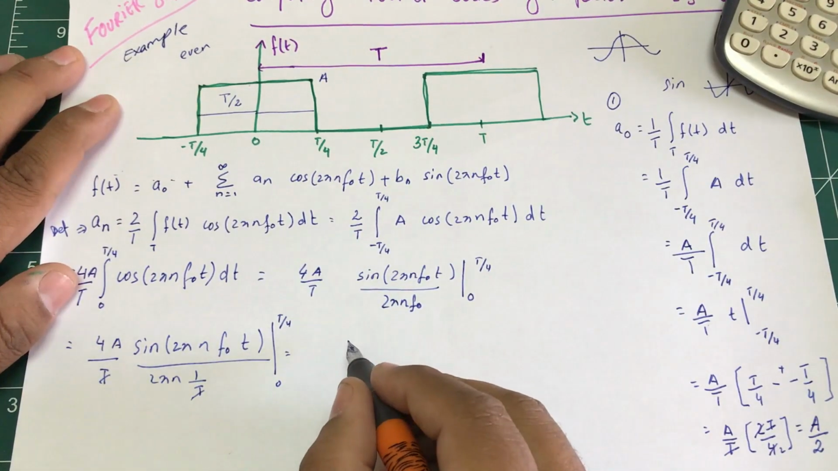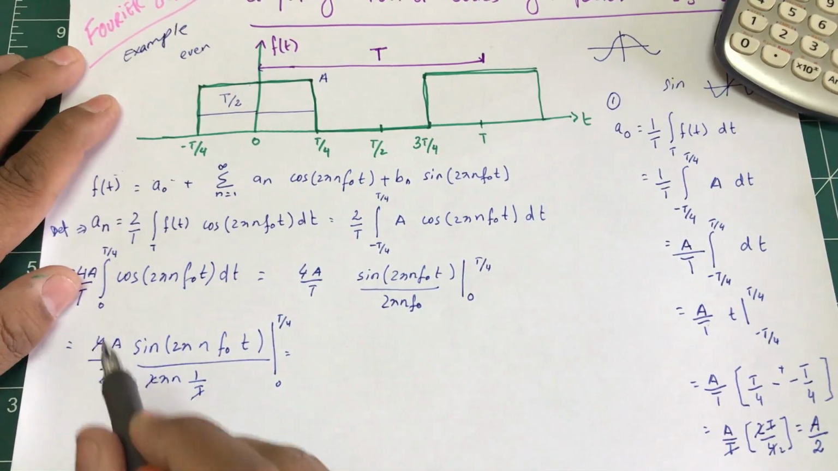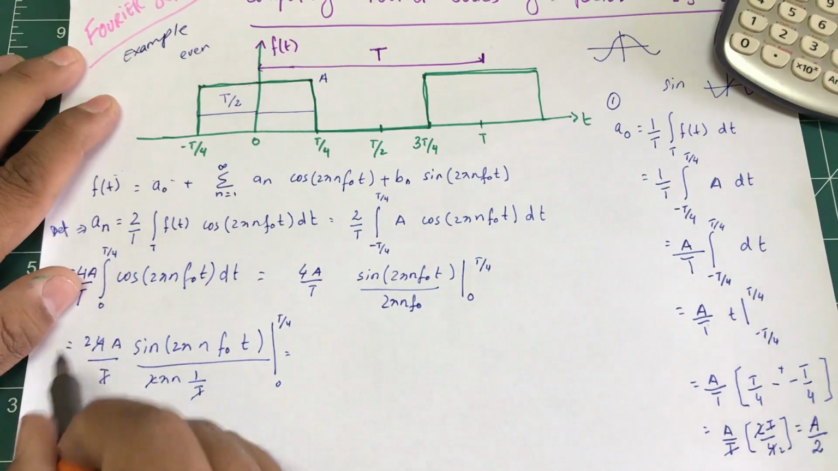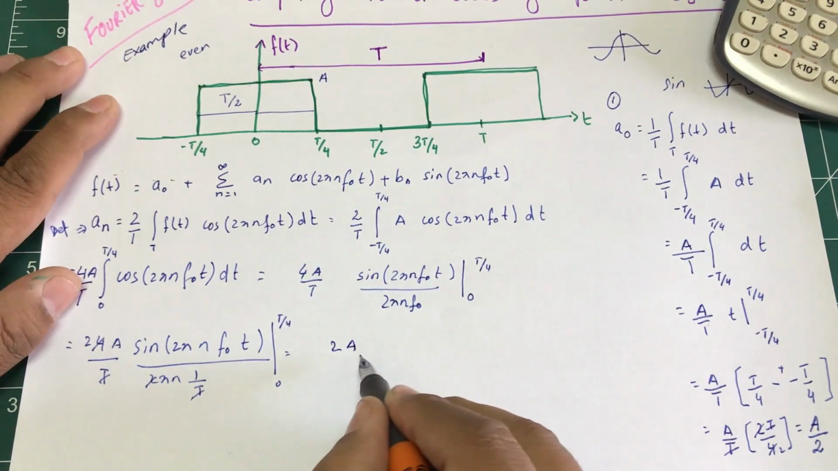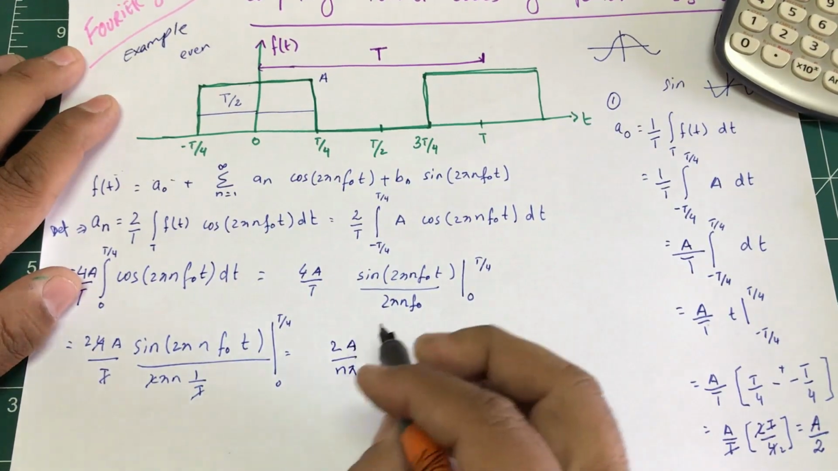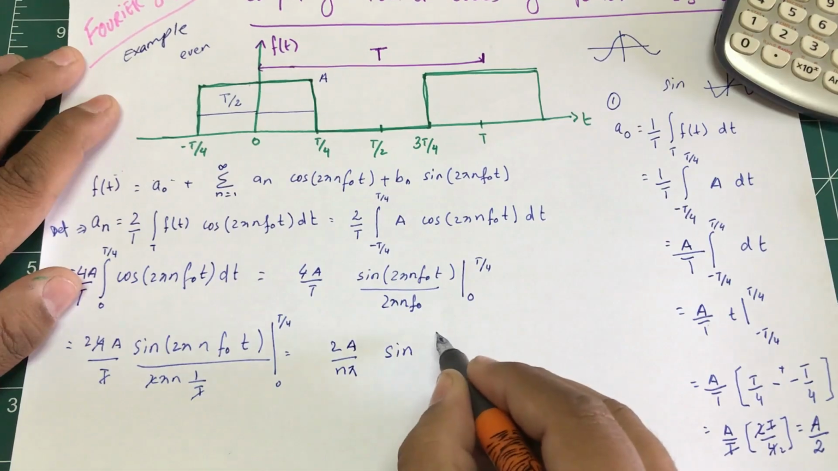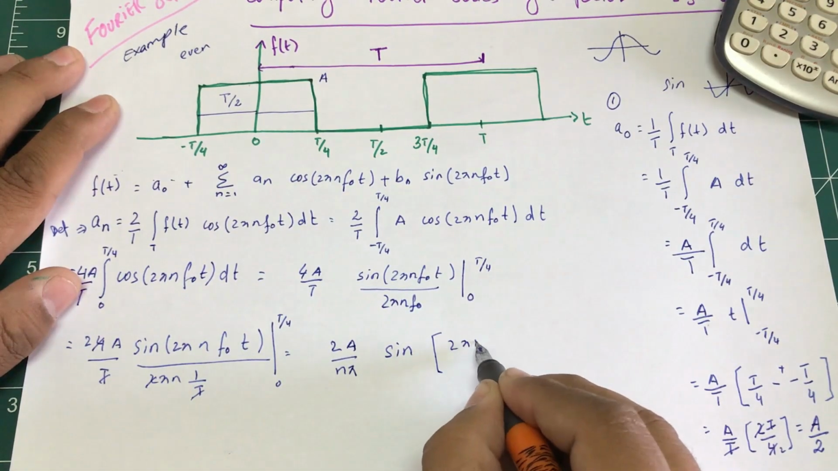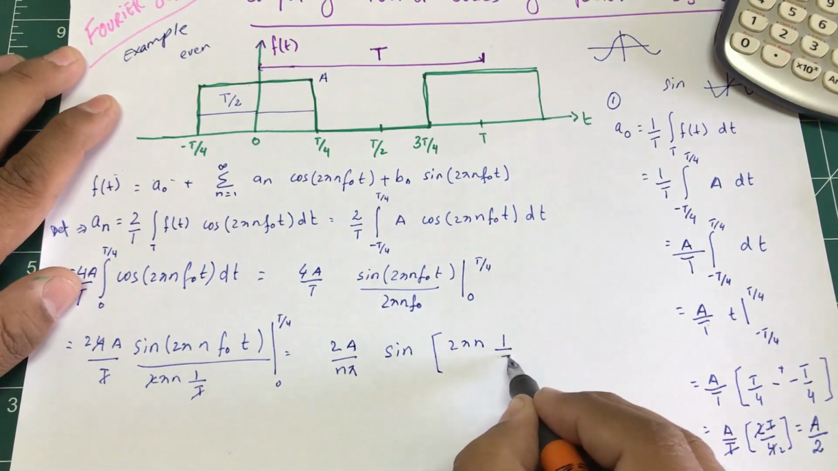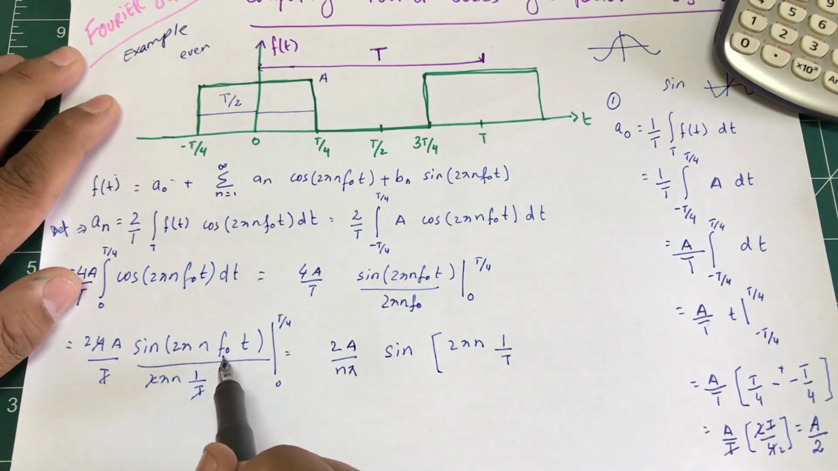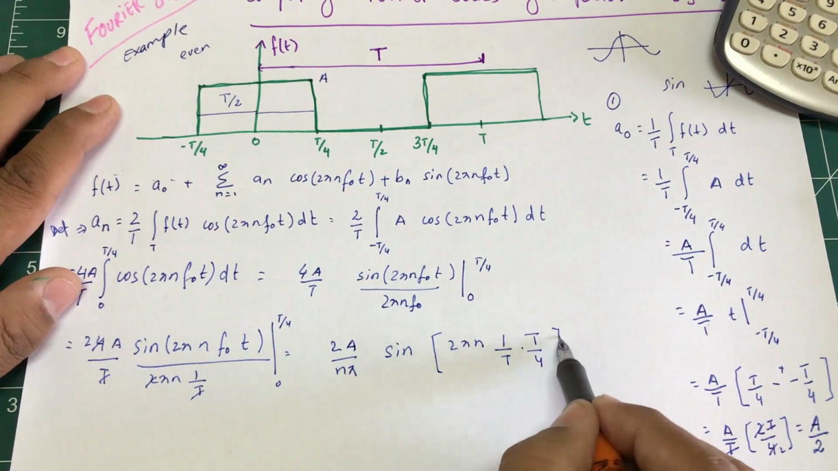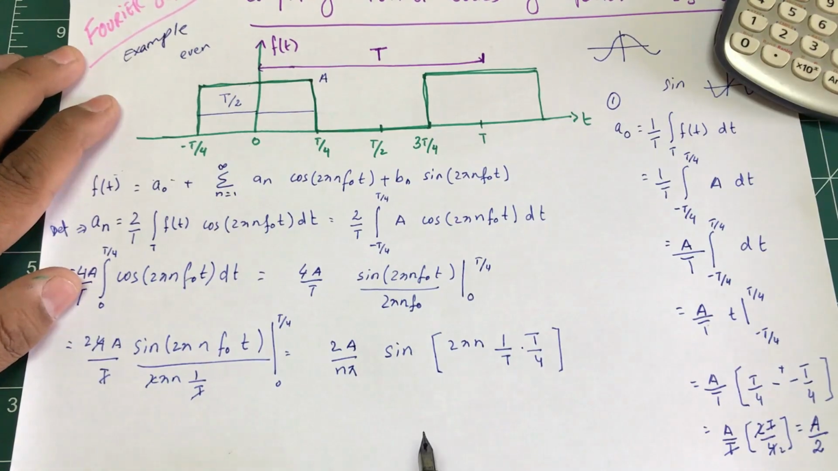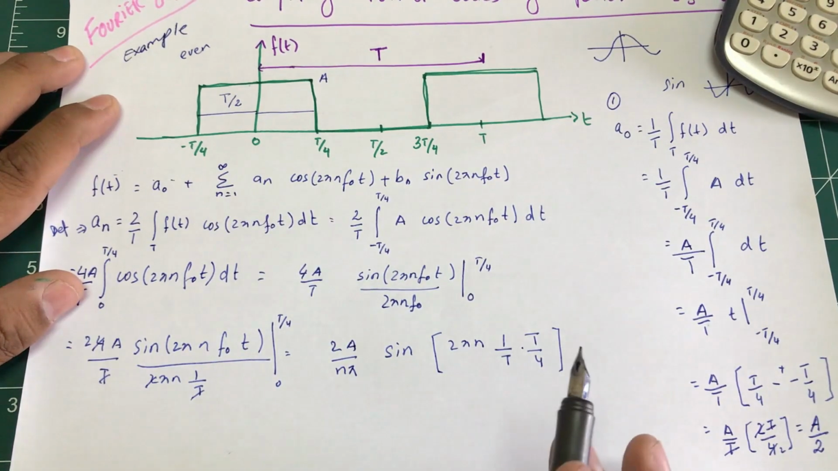So now this 2 and this 2 would cancel out, and I'm left with 2 on top. So far I have 2A over n pi times sine of the whole thing, 2 pi n times 1 over T in place of f0, and in place of t I'm going to put T over 4. I hope you're getting it.